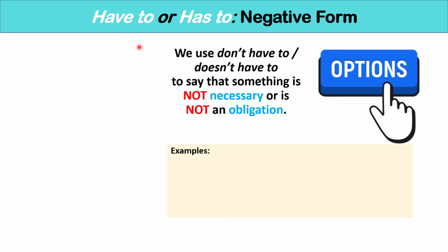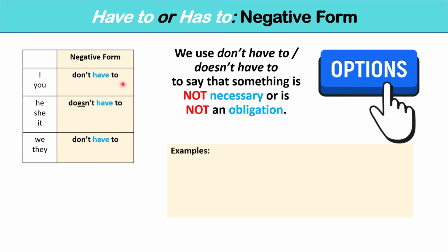Now let's talk about have to or has to in the negative form. We use don't have to or doesn't have to say that something is not necessary or is not an obligation. So it essentially is optional. We conjugate this by saying, I don't have to, you don't have to, he doesn't have to, she doesn't have to, it doesn't have to, we don't have to, they don't have to.